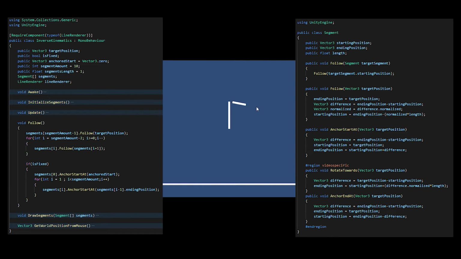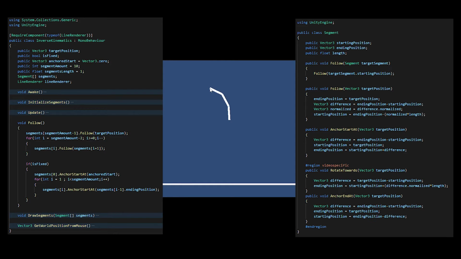Inverse kinematics allow us to calculate what a group of linked segments or lines will look like if we try to make the endpoint of the last segment go towards a specific position. It does this by rotating the last segment towards a target position and shifting it so that the endpoint is at the target position. Then, it goes backwards through all the linked segments and has each one follow the starting point of the next one in a similar fashion.